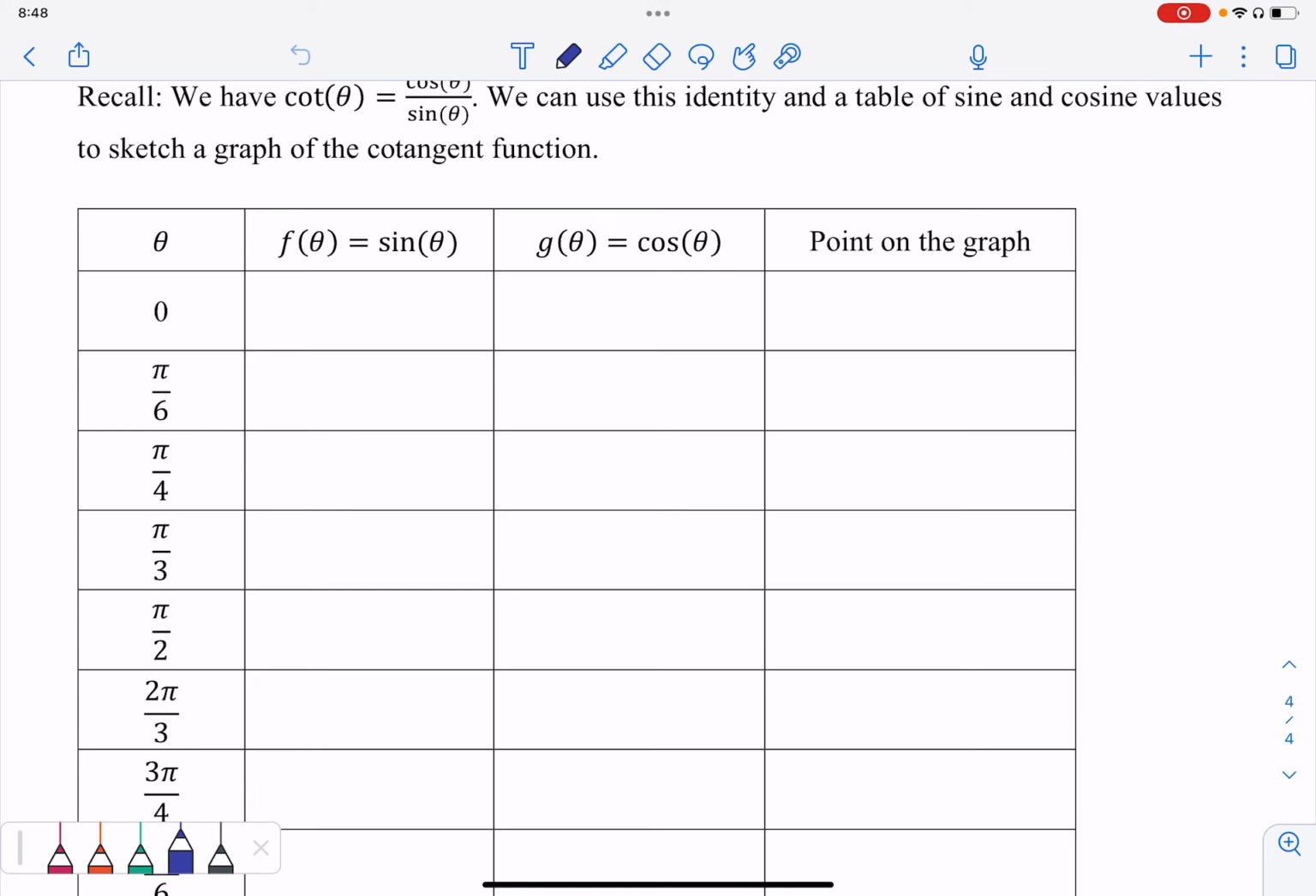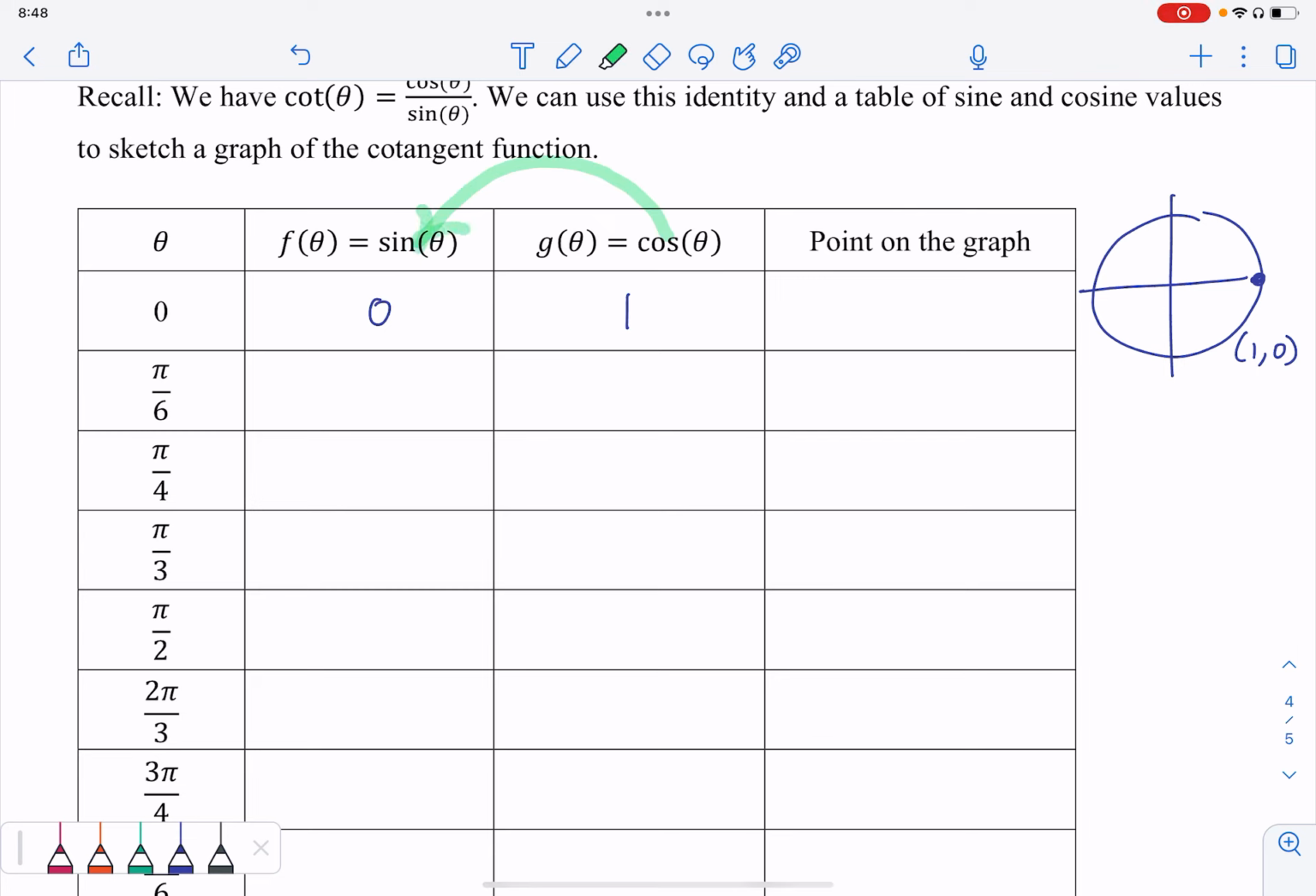So let's get our unit circle ready to go here. And at 0, I know I'm at the point (1, 0). So sine is 0, cosine is 1. Now which way are we dividing? I'm dividing cosine divided by sine. So I want 1 divided by 0. Ugh, undefined. Okay. Hopefully we have better luck at the next angle.